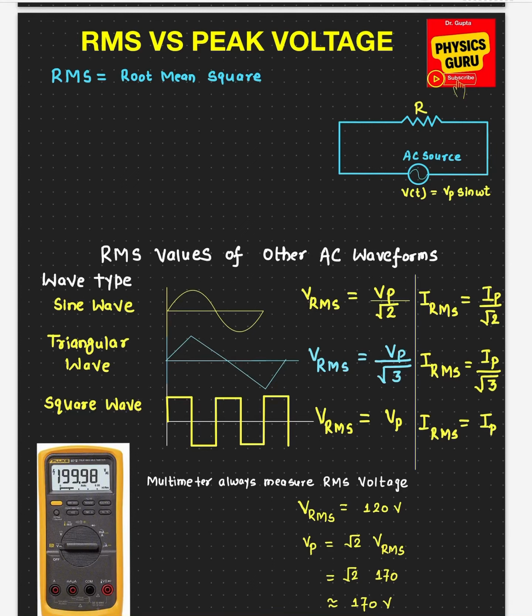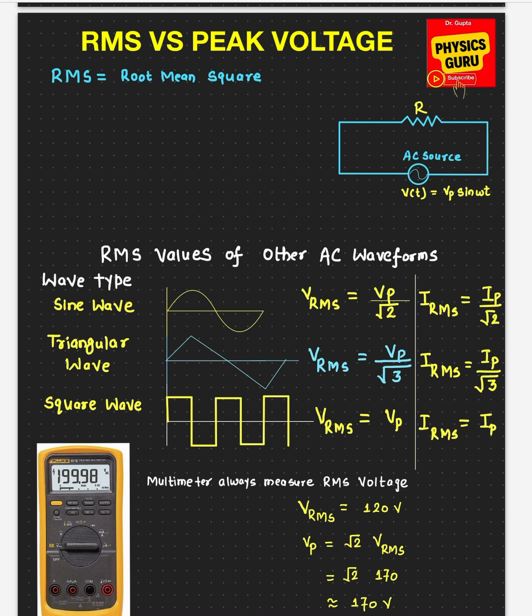In this video, I'll talk about the RMS and peak voltage. RMS stands for the root mean square voltage. For example, let's say you have a resistor connected across an AC source, and the voltage could be in different forms. It could be a sine wave, a triangular wave, or a square wave. Here I have chosen the sinusoidal wave, which is Vp sine omega t. We call this sinusoidal because it has a sine function.